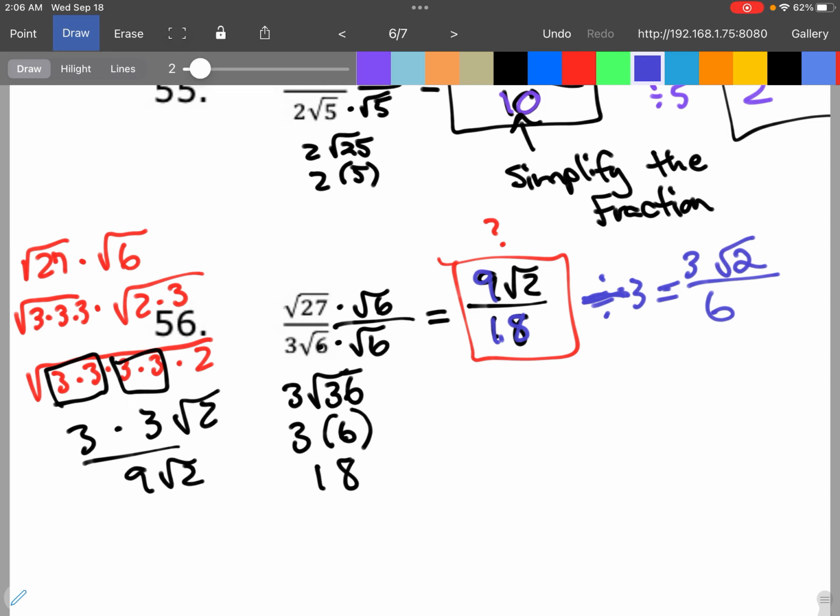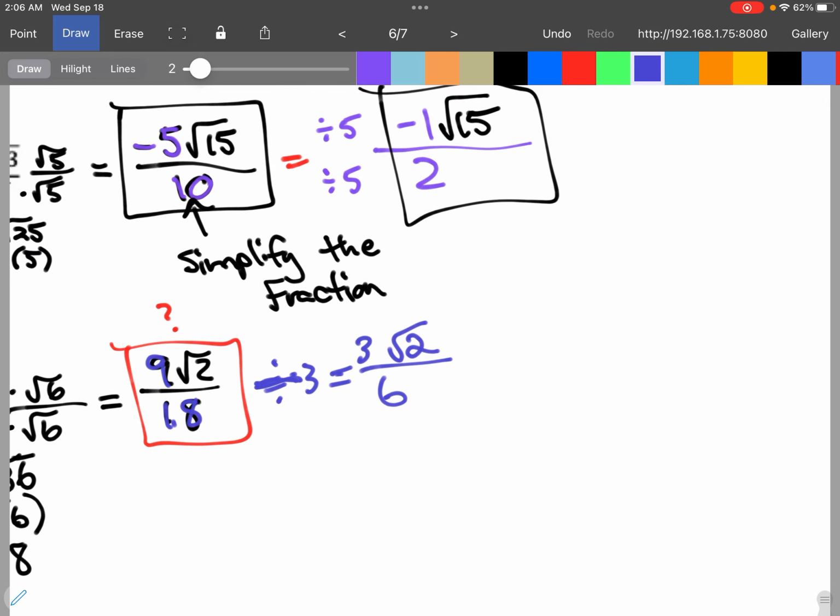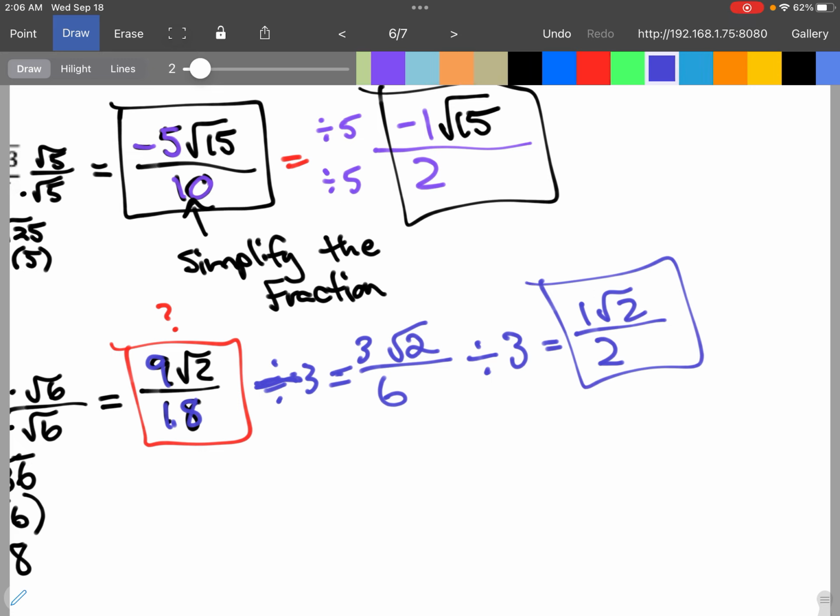Keep the 2 there. But 3 and 6 can go. Let's divide both of those by 3. And you end up with 1 over 2. Still got the square root of 2, though. This would be your final simplified answer. And, of course, this 1 right here would be tacky. We can make that an invisible 1.